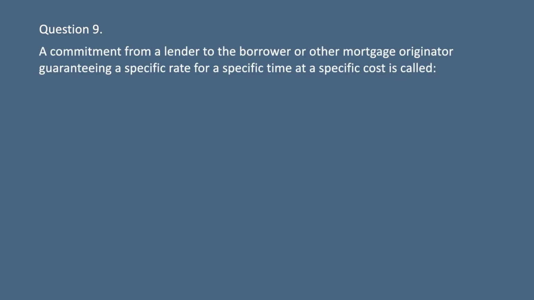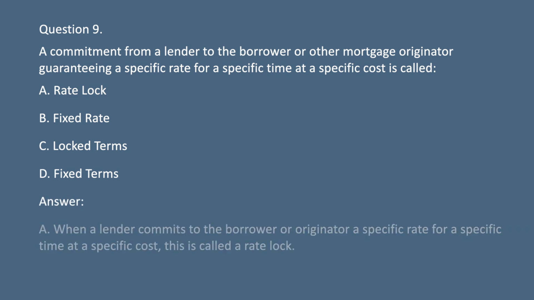Question 9. A commitment from a lender to the borrower or other mortgage originator guaranteeing a specific rate for a specific time at a specific cost is called A. Rate lock. B. Fixed rate. C. Lock terms. D. Fixed terms. Answer A. When a lender commits to the borrower or originator a specific rate for a specific time at a specific cost, this is called a rate lock.